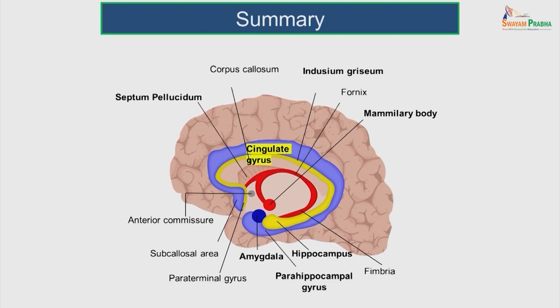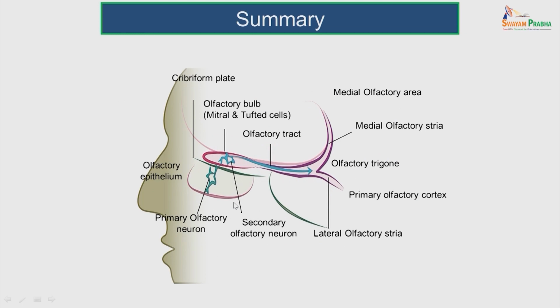Okay. To summarize till now, what we have studied is the parts of a limbic system. It has the amygdala, parahippocampal gyrus, the hippocampus, fimbria, then the cingulate gyrus, then the indusium griseum, then septum pellucidum, then the subcallosal area and the anterior commissure. They all form the part of a limbic system. And the olfactory pathway, from the nasal cavity to the olfactory bulb with the mitral and tufted cells, olfactory tract, medial and lateral. Medial goes to the medial olfactory area, lateral goes to the primary olfactory cortex.